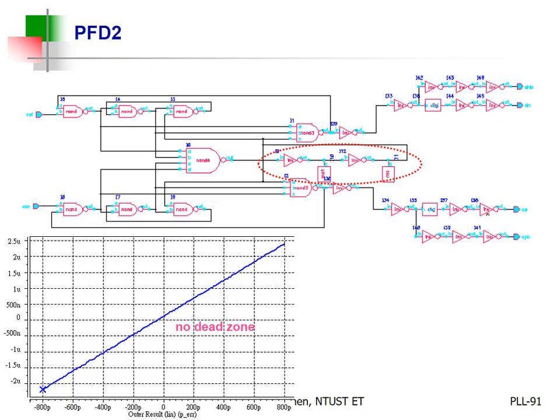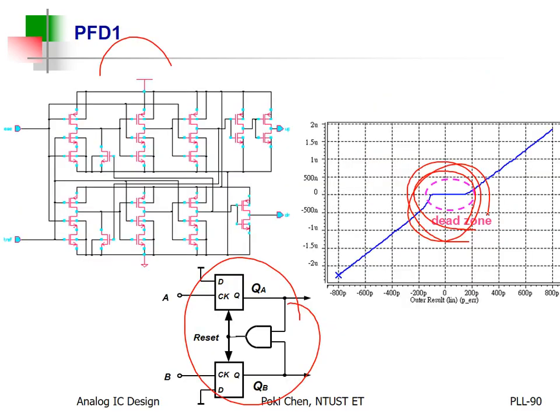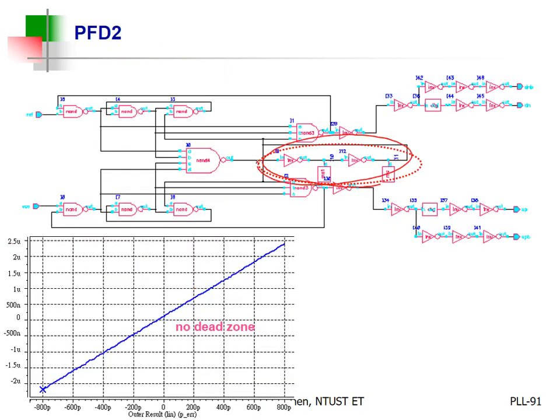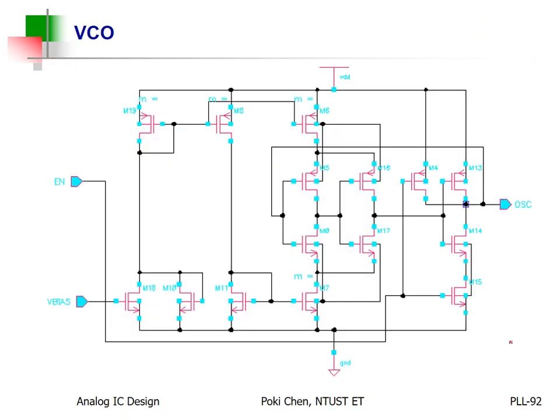So, after we try to... What is the difference from this one to that one? Extra delay. Okay, and then you can see, wow, very good, no dead zone. And that is used to charge or discharge your circuit. And the VCO, that is the first PLL we implemented in our lab more than 10 or 15 years ago.